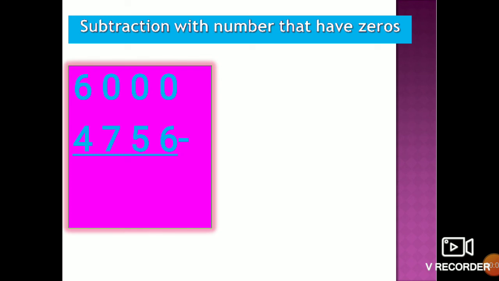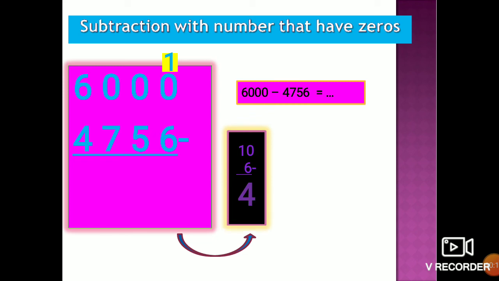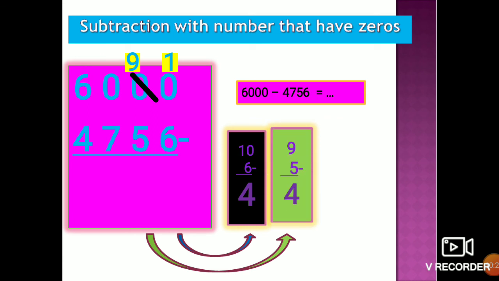Let's try again. 6,000 minus 4,756. 0 minus 6, it cannot. So we need to borrow 1. So it's becoming 10 minus 6, becoming 4. And then 0 changes into 9. 9 minus 5 equals 4. This 0 as well changes into 9.